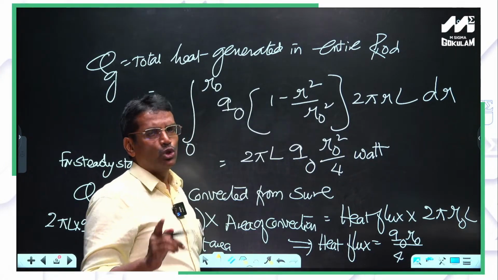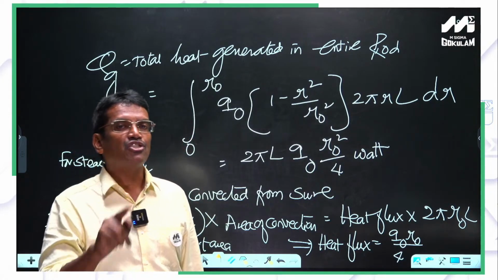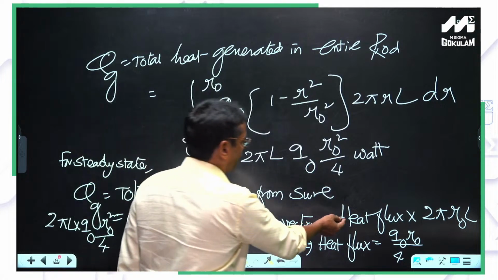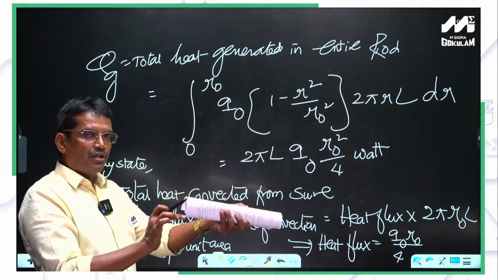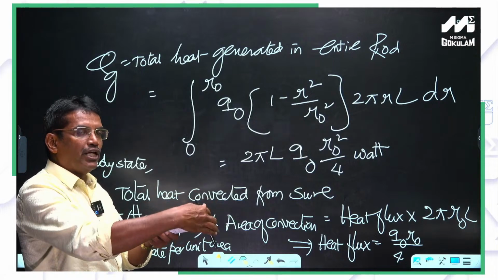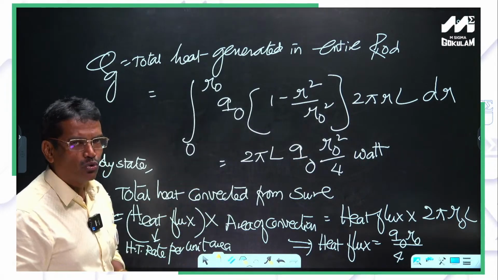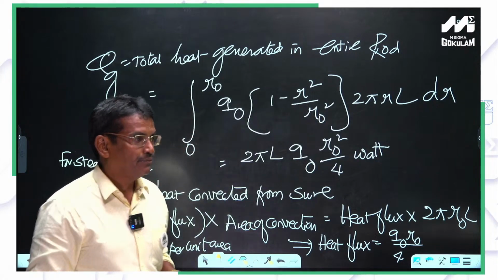That flux word, you use it only in this subject. Whenever you use the word heat flux, it means heat transfer rate per unit area. He has asked to calculate the heat flux. Heat flux into total convection area, that is 2 pi r naught into L, should be equal to the total heat generated in the entire rod. So this is also a very good question, because it is the case of non-uniform heat generation rate.